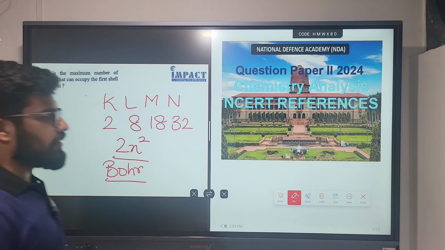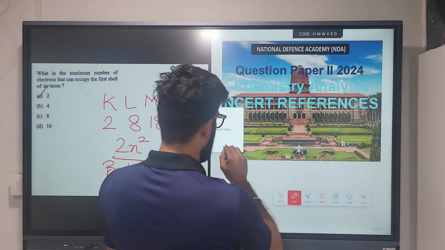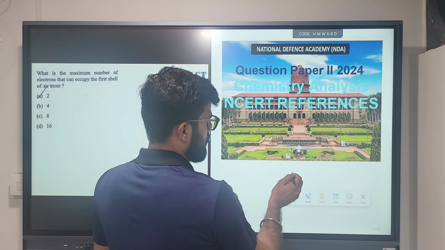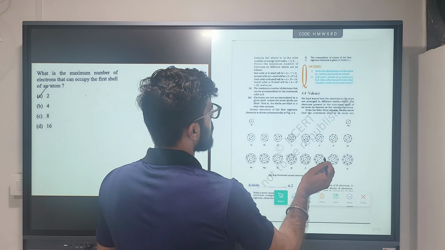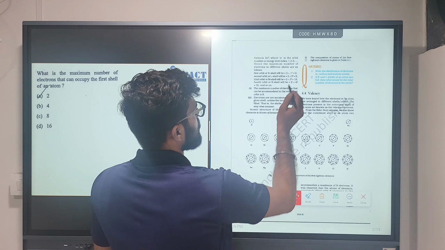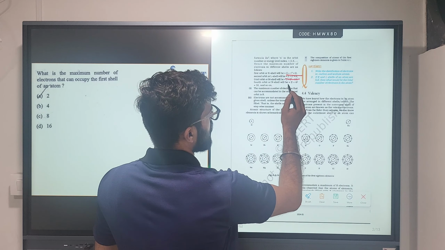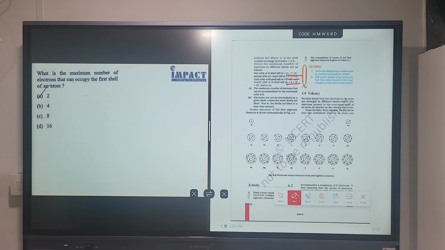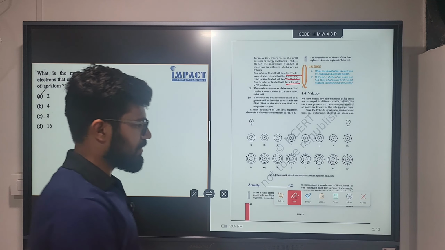And for reference, I have chosen the NCERT part. Here you can see 2, 8, 18 and 32. They have asked about the K shell. This is a direct question from the NCERT which can be easily accessed.